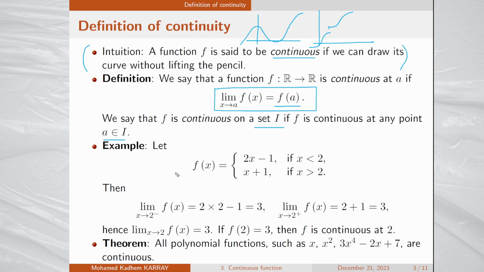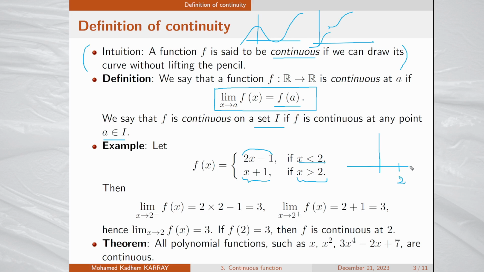Let's now give an example. Here is a function defined by this expression, 2x minus 1, when x is smaller than 2, and this other expression, x plus 1, when x is strictly larger than 2. In order to calculate the limit of this function on the left of point 2, we use this expression here. I make a figure to make things more clear.